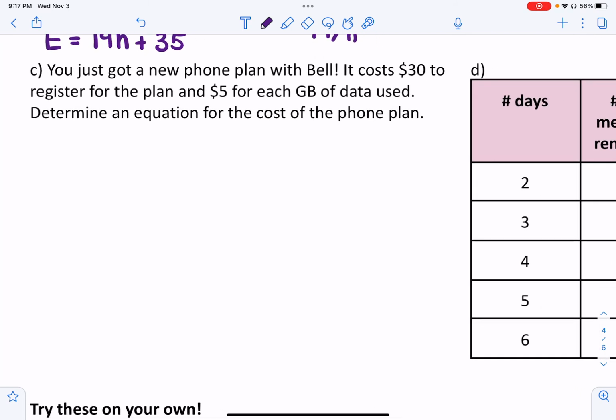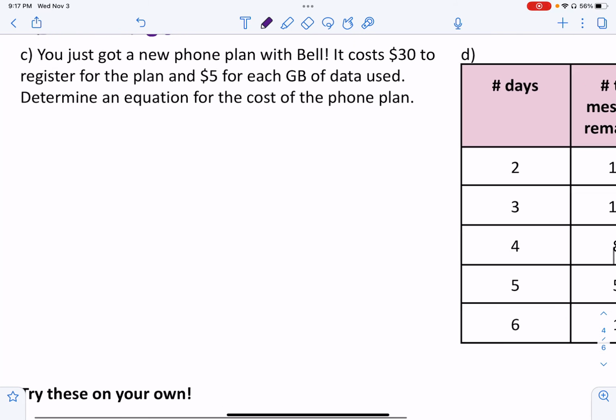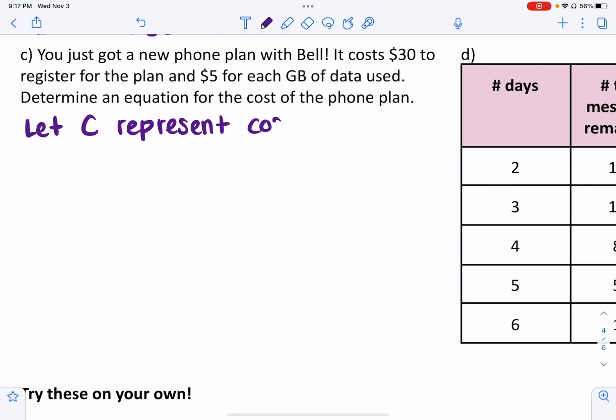You just got a new phone plan with Bell. It costs $30 to register for the plan and $5 for each gigabyte of data used. Determine an equation for the cost of the phone plan. So we want to first identify our variables. We're going to let C represent our cost, and we're going to let D represent our amount of data used.